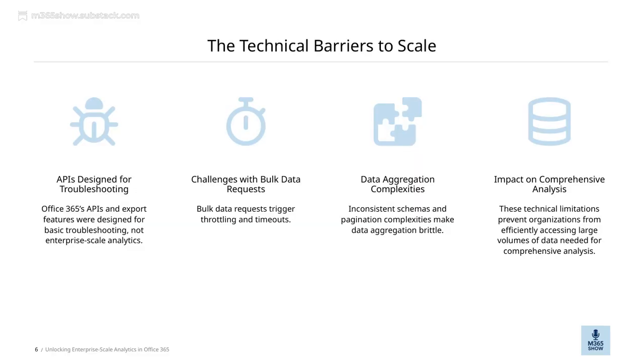Now, let's take a closer look at the technical barriers that prevent us from scaling enterprise analytics in Office 365. These limitations have a significant impact on our ability to conduct comprehensive analysis across large data sets. One major challenge is data aggregation. Because of inconsistent schemas and the complexities of pagination, aggregating data becomes quite fragile and prone to errors. Another hurdle is handling bulk data requests. When we try to pull large volumes of data at once, we often run into throttling and timeout issues, which can really slow down or even halt our analysis efforts.